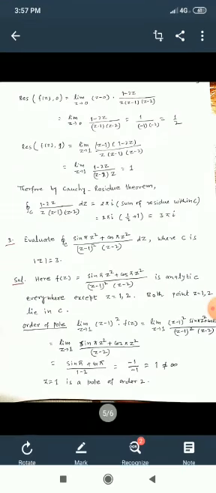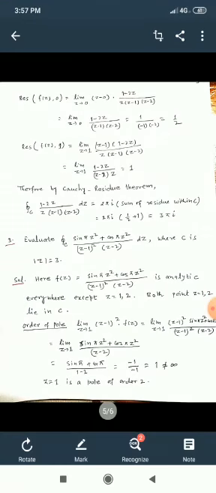Evaluate the integral over C of (sin pi z squared plus cos pi z squared) upon (z - 1) whole squared (z - 2) dz, where C is the circle |z| = 3. So here f(z) is equal to (sin pi z squared plus cos pi z squared) upon (z - 1) whole squared (z - 2). For singular points we put the denominator equal to 0. This gives z = 1 and z = 2.